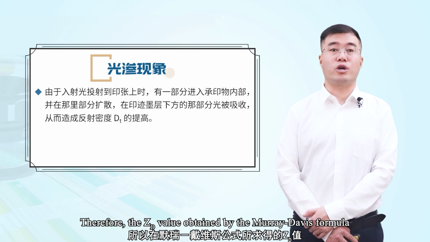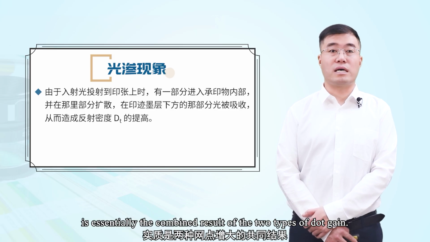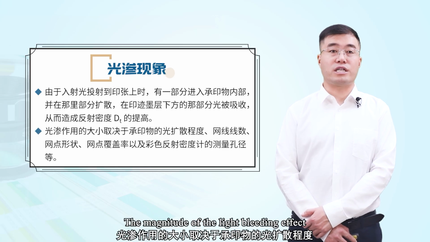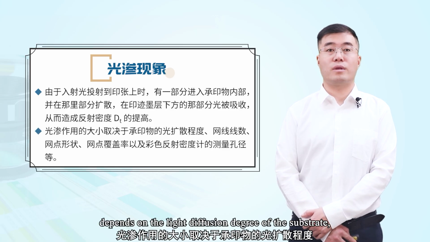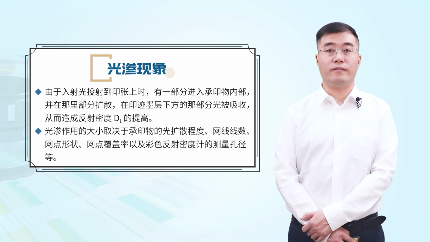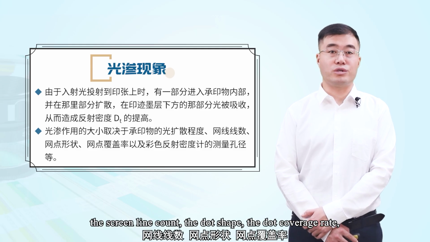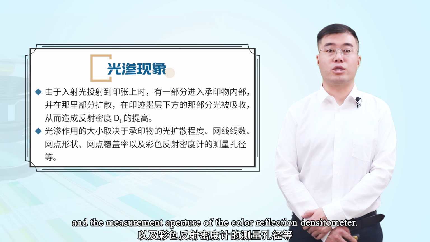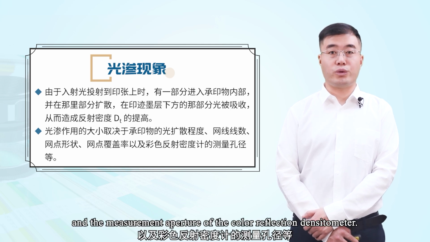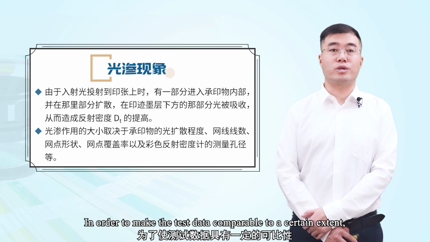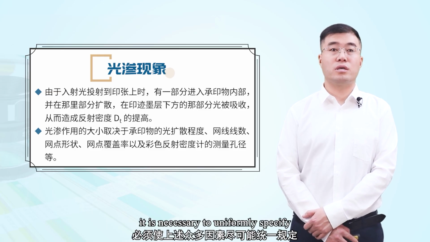Therefore, the Z_d value obtained by the Murray-Davis formula is essentially the combined result of the two types of dot gain. The magnitude of the light bleeding effect depends on the light diffusion degree of the substrate, the screen line count, the dot shape, the dot coverage rate, and the measurement aperture of the color reflection densitometer. In order to make the test data comparable to a certain extent, it is necessary to uniformly specify as many of the above factors as possible.